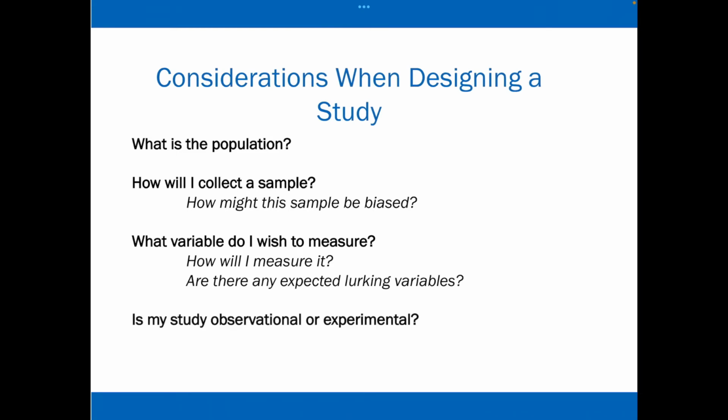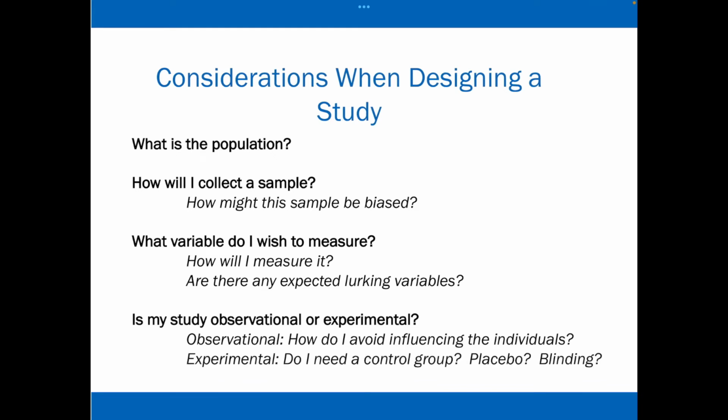Now that I've thought about my population, my variable, lurking variables, I need to ask myself if I want to do an observational or an experimental study. And then along those lines, if it's observational, how do I observe my participants without influencing them? This can be quite difficult. As you know, in the world of education, you might think a nice observational study would put a video camera in the back of the classroom and see what happens. But it turns out even the presence of the video camera might influence or change students' behaviors. So if we're having trouble designing a good observational study, we might want to move to an experimental study.